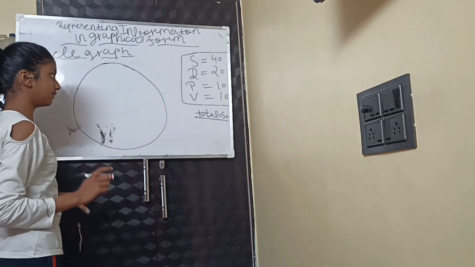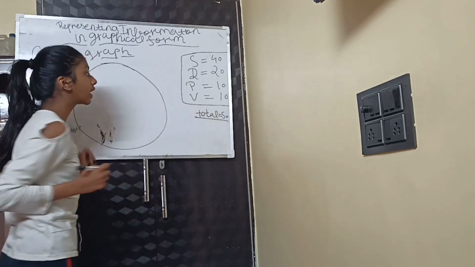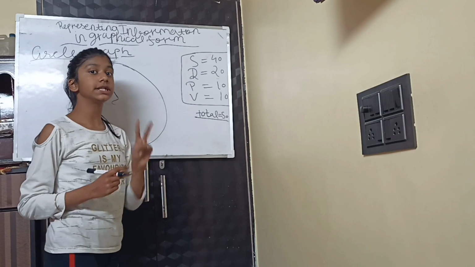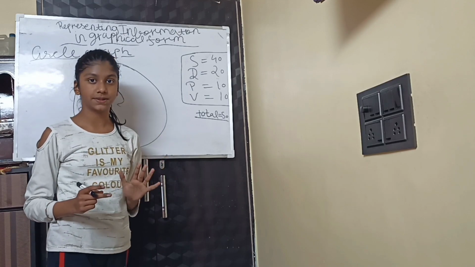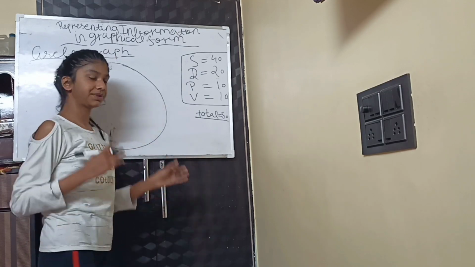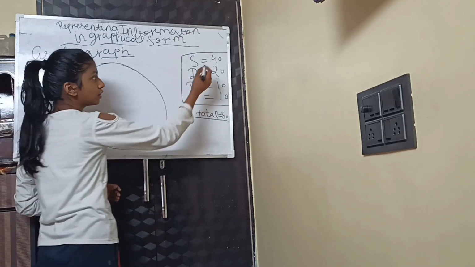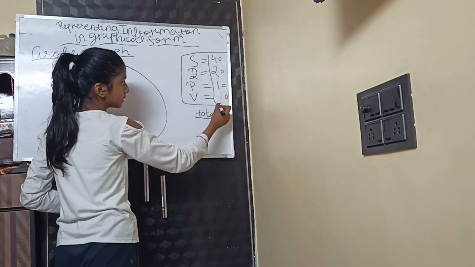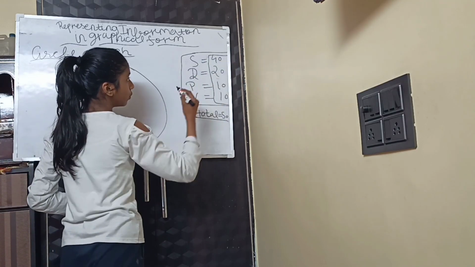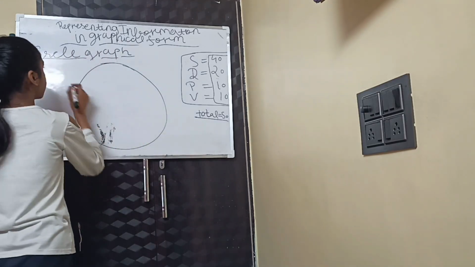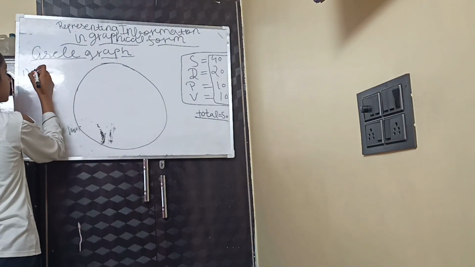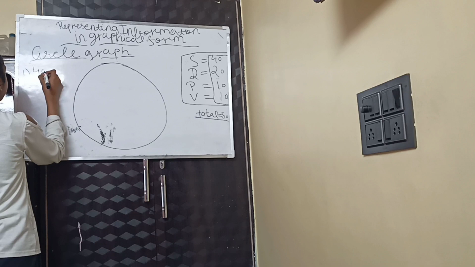So this is the circle which we have made. Now the second step is to take out the fraction of the numbers from the total. How? First we will take out the fraction of these numbers, one by one. So first we will do here. First step is 40 upon 50.